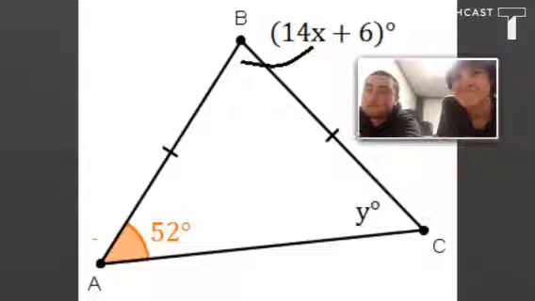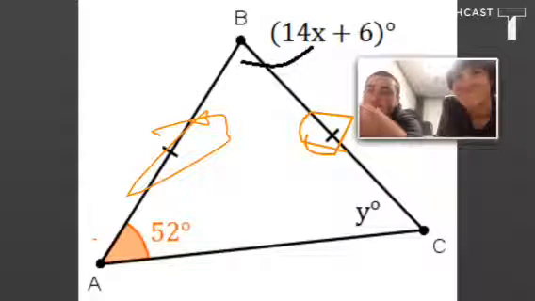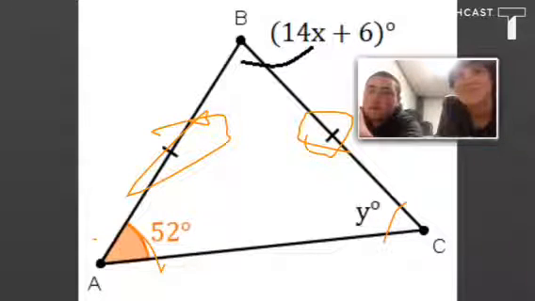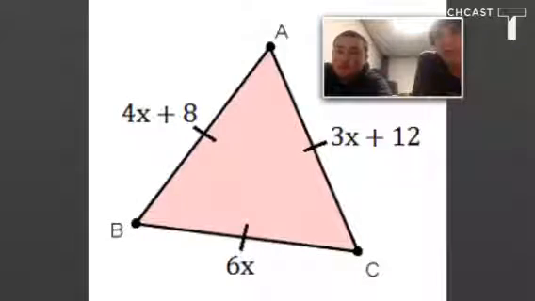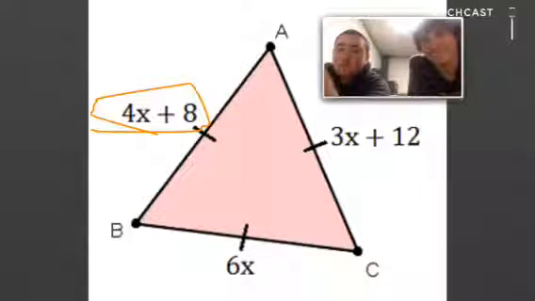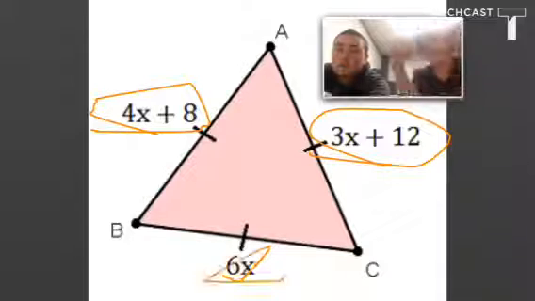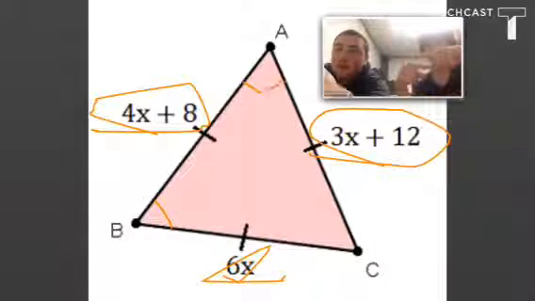Two sides are the same, which means these two angles will both be 52 as a result. And this is an example of an equilateral, as all sides will be the same as directed, and all angles will be the same.